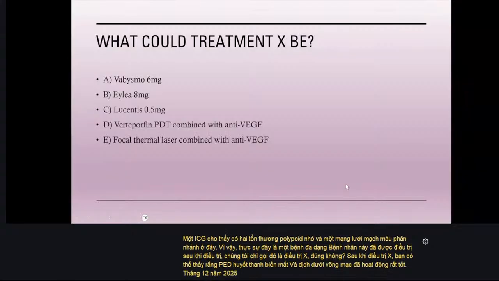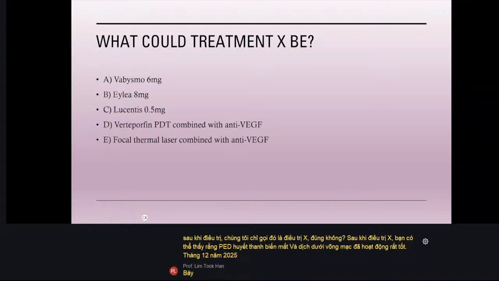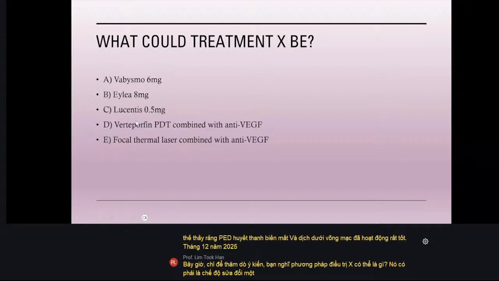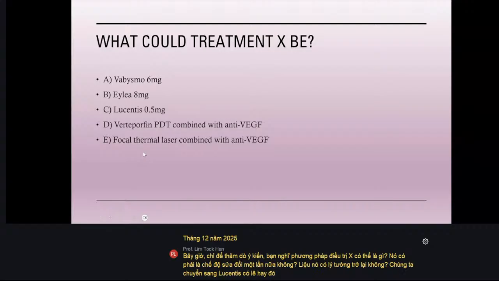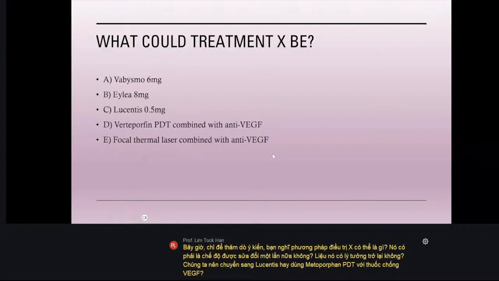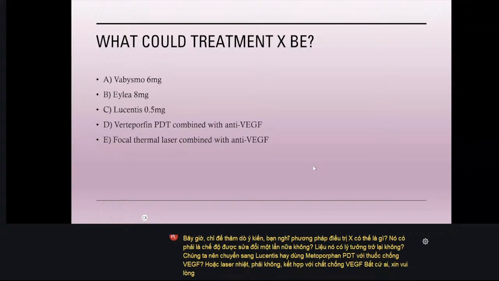Now, just for a poll, what do you think treatment X could be? Is it Vabysmo again? Is it Eylea again? Is it, we switch to Lucentis maybe? Or is it verteporfin PDT with anti-VEGF, or thermal laser combined with anti-VEGF? So please go ahead and give a poll.